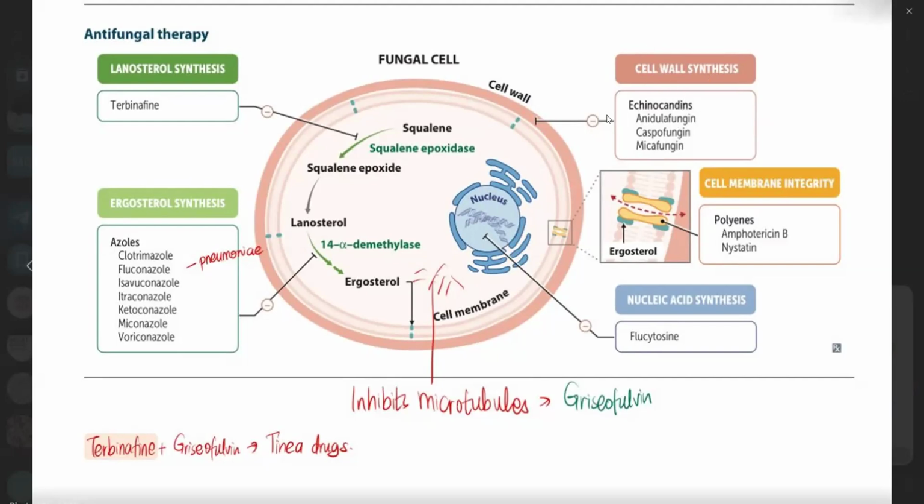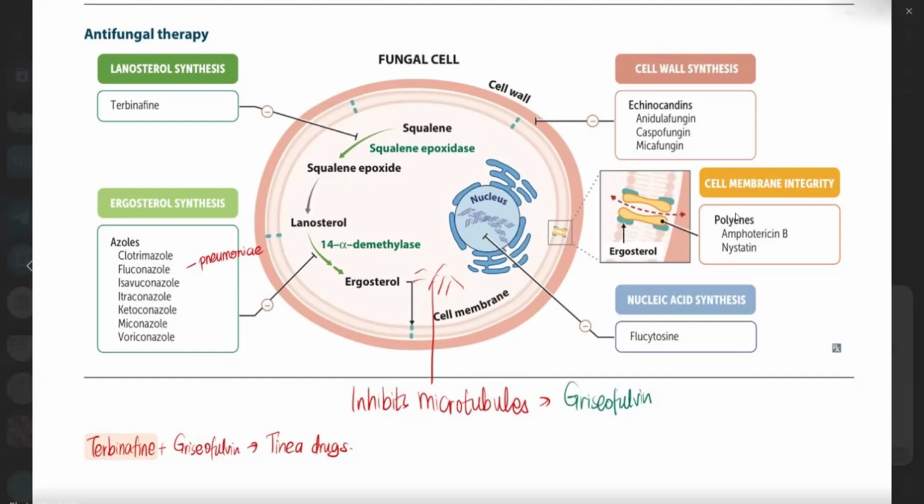Then we go to the cell membrane. So this is the cell wall; now we go to the cell membrane. For the cell membrane, we have amphotericin B. Remember, fungi don't have cholesterol like in our cells. They have a special type of cholesterol we call ergosterol. Are you seeing here? Ergosterol. This ergosterol is the one lining the cell membrane.